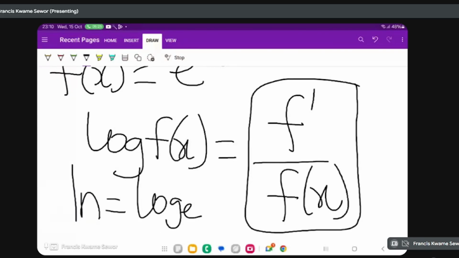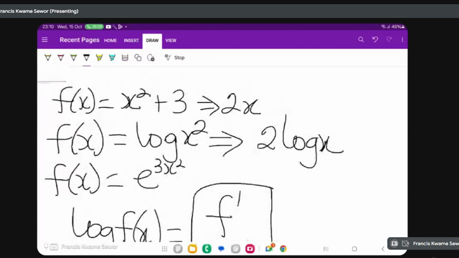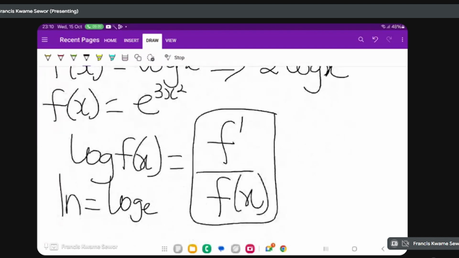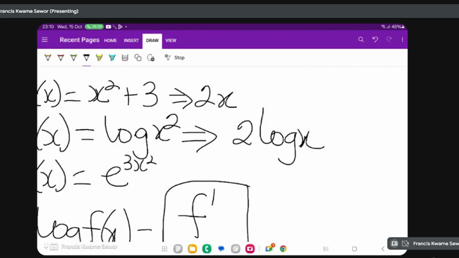So let's go back, since you now remember. Can you do this for me? I said it's generally f prime over the original function. So the log doesn't appear after the differentiation.